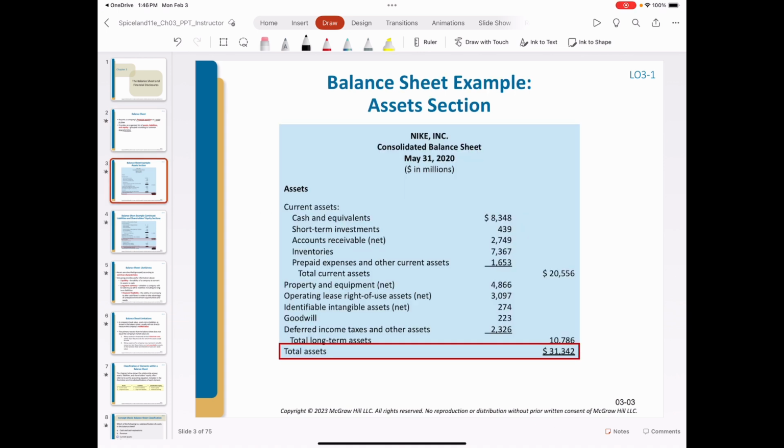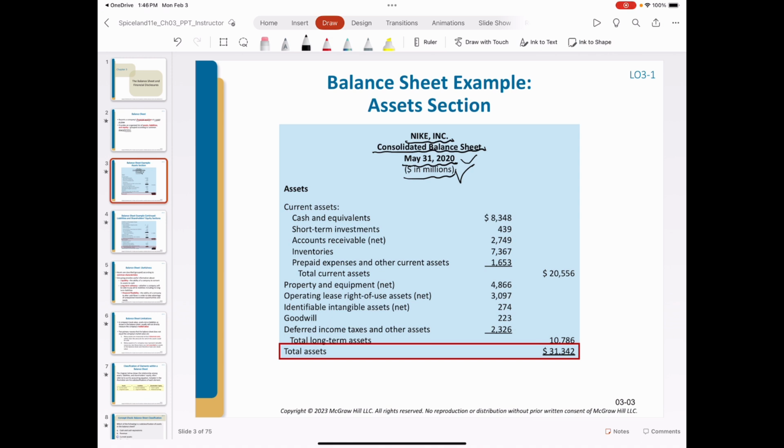For Nike, the balance sheet first shows the name of the company, the name of the financial report, the date, and the unit. The date shows us the financial position on this date. One day before or one day after, the numbers in the balance sheet may change. The numbers are reported in millions. On this page, we were provided the assets of the balance sheet.